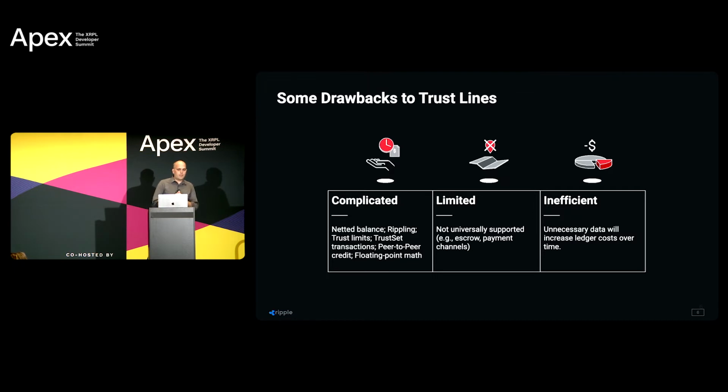Next is, Trustlines are limited. I'll talk at the end about, I think it's XLS-27, which is a proposal to make Trustlines work with escrows and payment channels, which I think is actually a good proposal, but there are some complications to it. And then last but not least, of course, they're kind of inefficient.